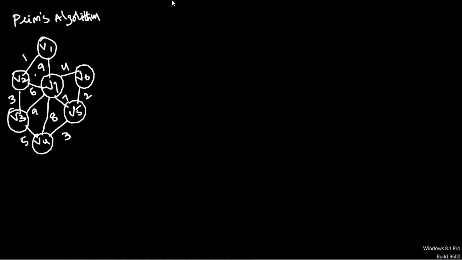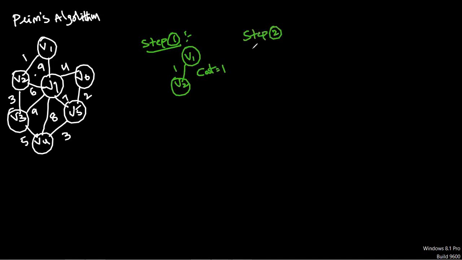Let's see the steps of how to construct Prim's algorithm without forming a loop. Step 1: we have to select the minimum cost edge, that is V1 to V2 with cost 1. Next, step 2: we have to select the adjacents of V1 and V2. Let's take the minimum cost, V2 to V3.